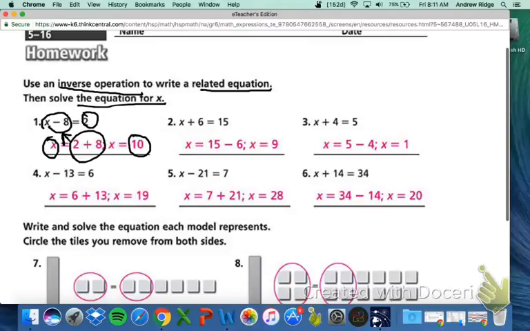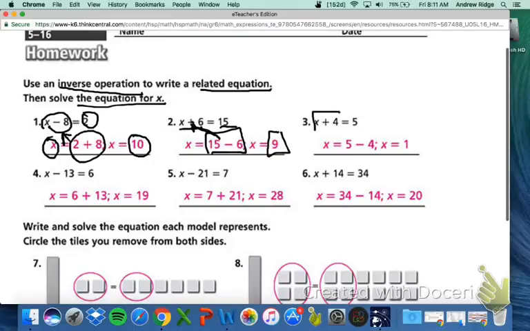Same thing, we have x plus 6 equals 15. So if we subtract 6 from 15, then x is equal to 9. Here again, we're doing the inverse operation. We started with addition, we went to subtraction.